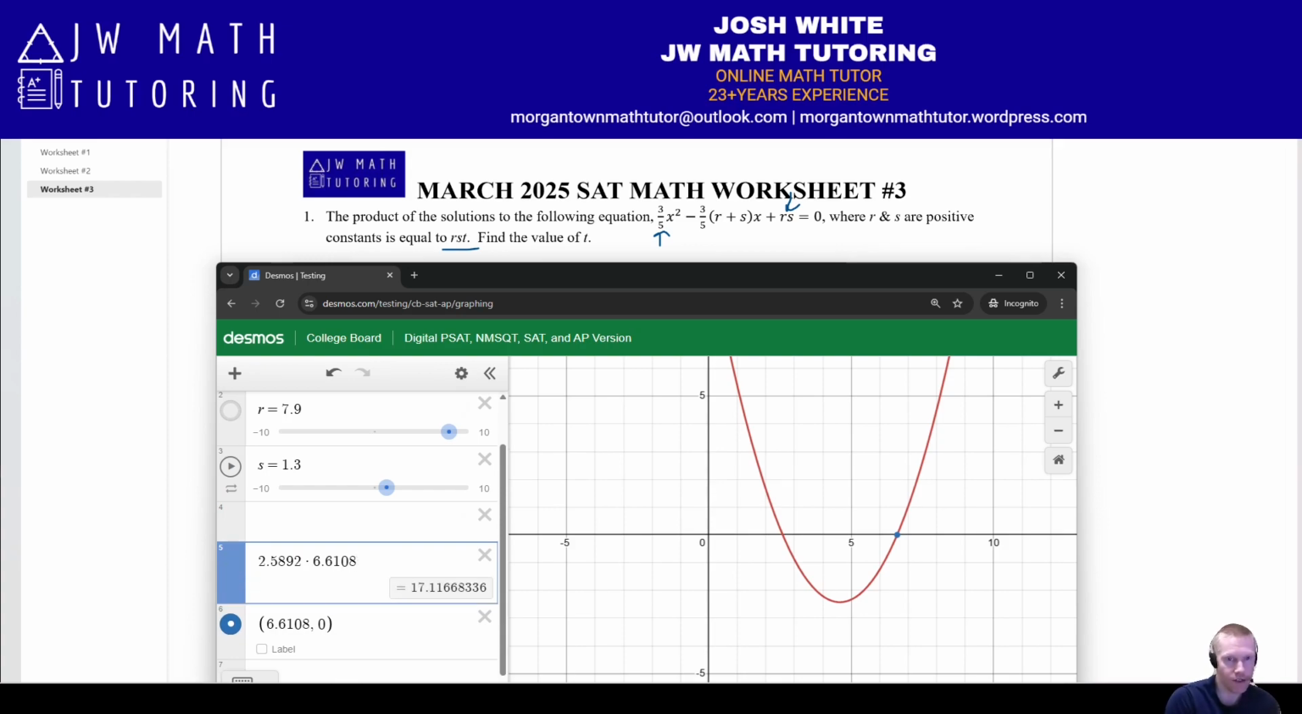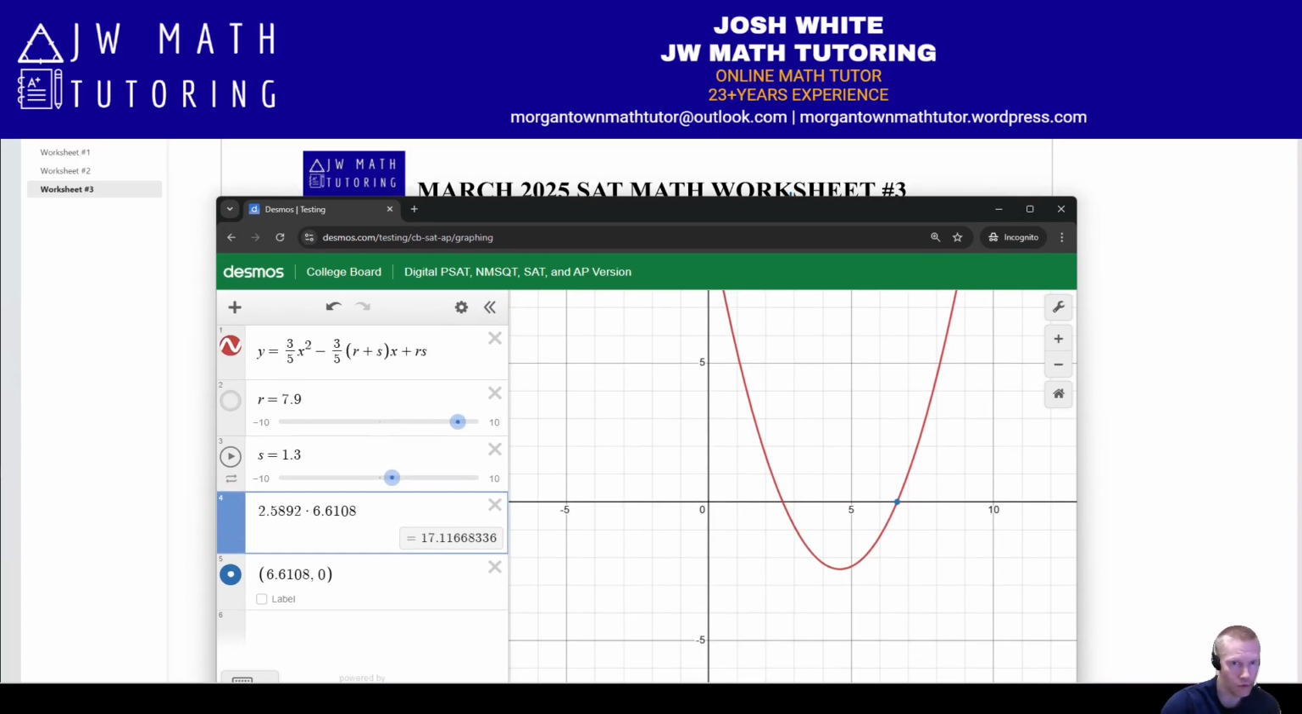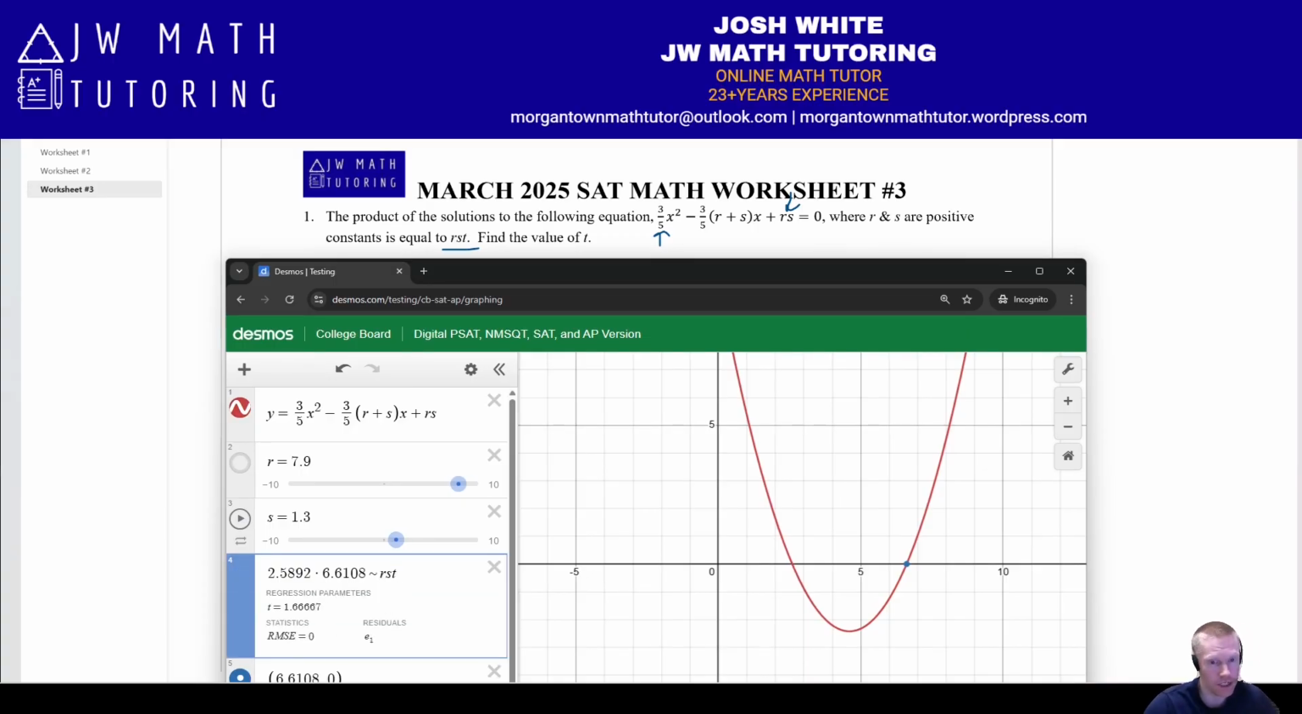So this is the product of my two solutions, okay? And this is equal to r times s times t. So I can just use regression and set this equal to RST, and notice it gives me the value for t right there, 1.666667. Okay? You can get it straight from that because it's taking the stored values for R and S above. So this is how you could do the entire problem in Desmos.